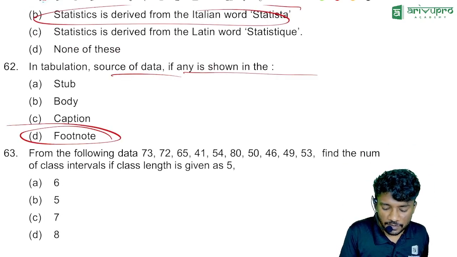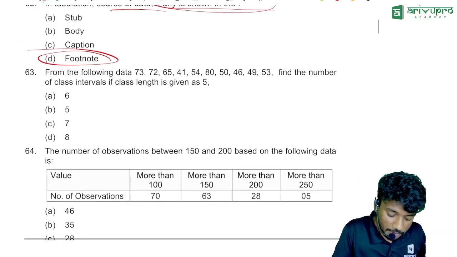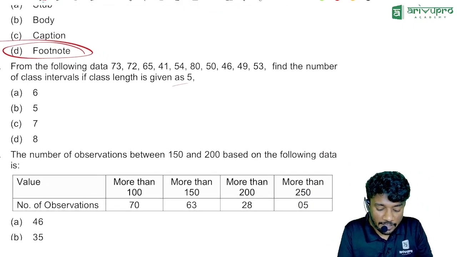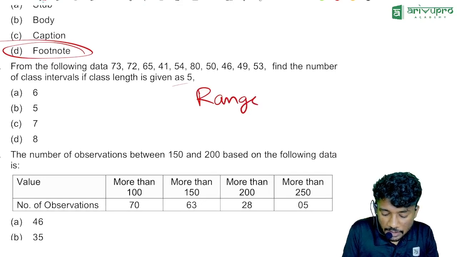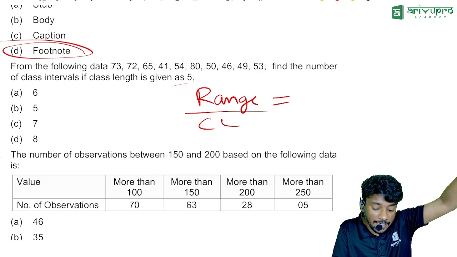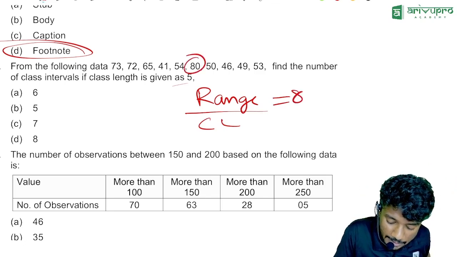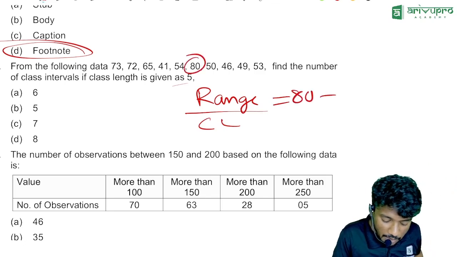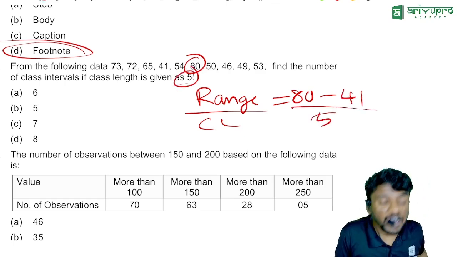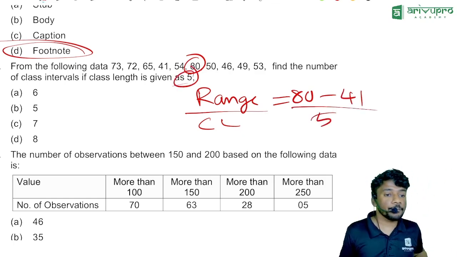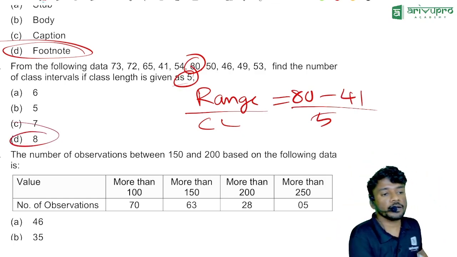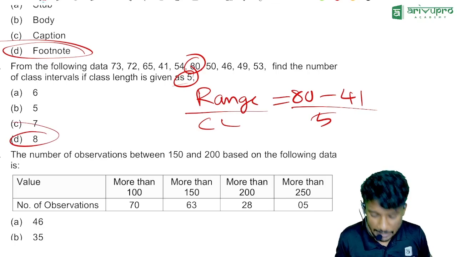Next one. Footnote. Tabulation source of data, if anything is shown in the footnote. Then the next one. Find the number of class intervals if the class length is given. What is the formula? Range divided by class length. Range is how much? Largest minus smallest. Largest is 80, minus smallest 40, plus 1, is 41. 41 divided by class length 5. What is our answer, people? 7.8 is approximately equal to 8. Our answer is option D.